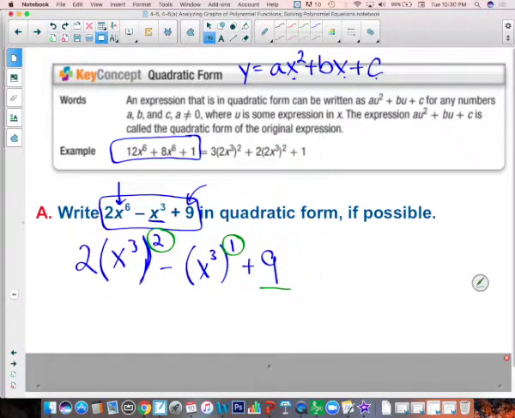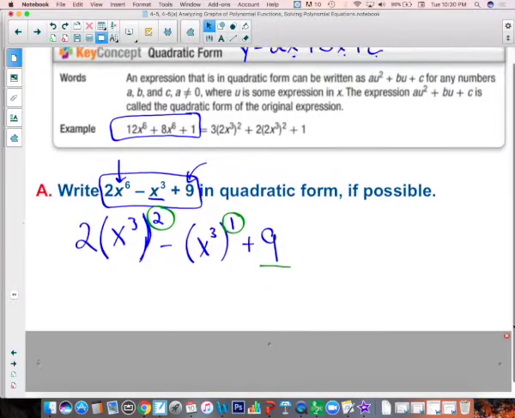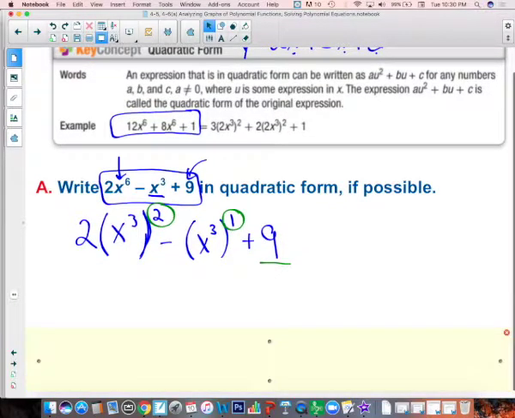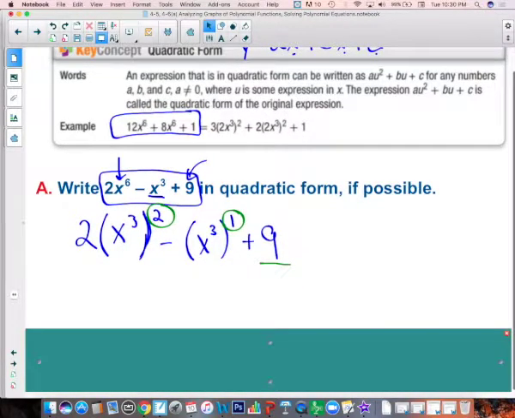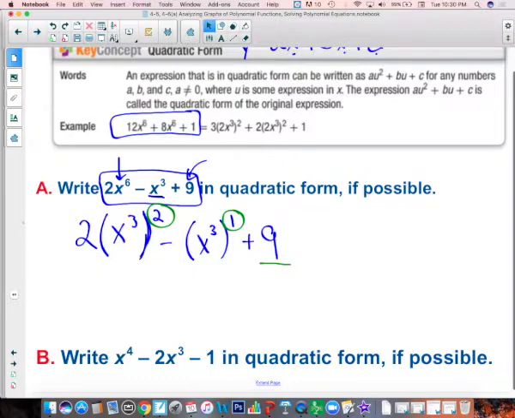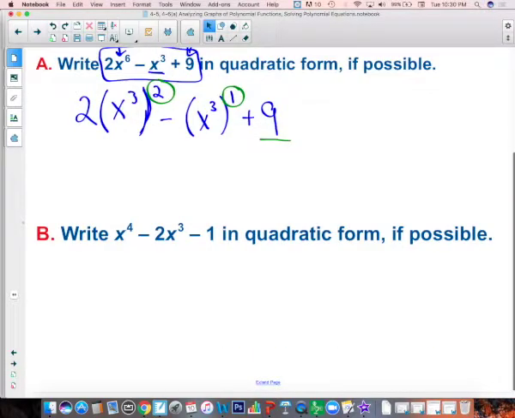Okay, let's look at another one of these. I think these could turn out to be slightly confusing, because we're just trying to figure out how we can make it look like a quadratic. So here we got x to the 4th, negative 2x cubed, negative 1. Go ahead and write that one down.